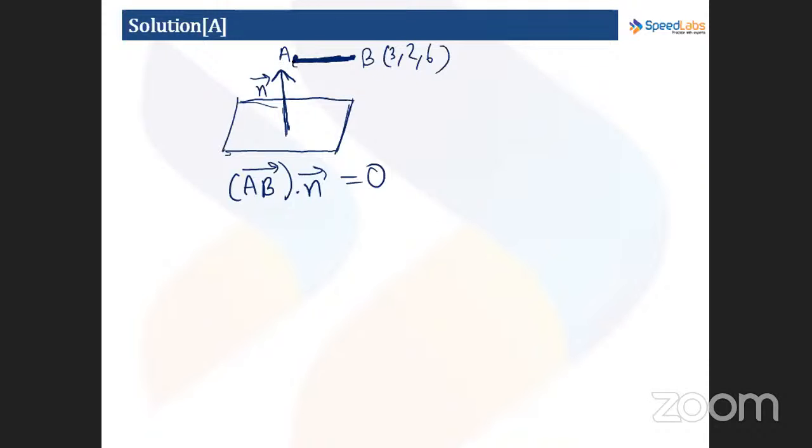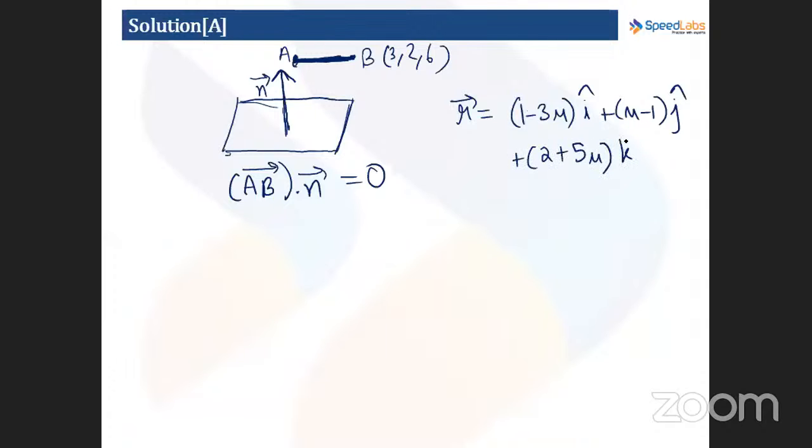Now A is on the line r vector equal to 1 minus 3 mu i cap plus mu minus 1 j cap plus 2 plus 5 mu k cap. Now I can find this AB vector by doing B vector minus A vector.